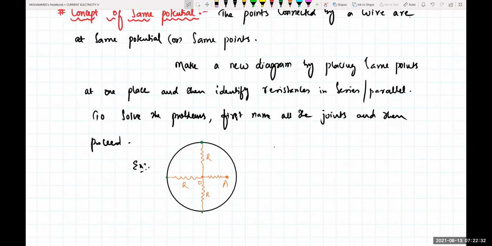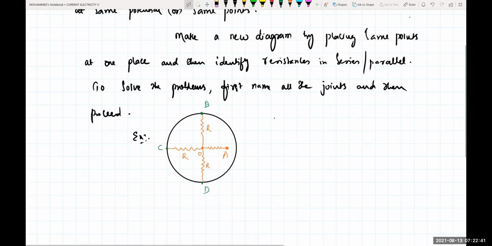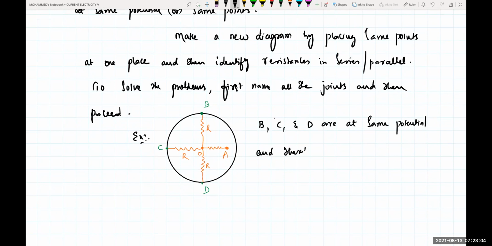Okay, so I'm giving the naming for this one. So this one is B, this one is C, and this one is D. Is it clear? So B, C, D are at the same potential. Can I say that? B, C, and D are at same potential, and therefore place them at one point.